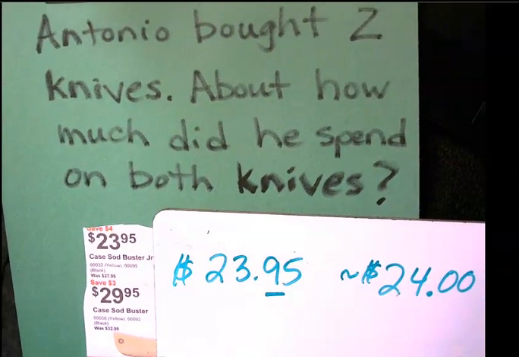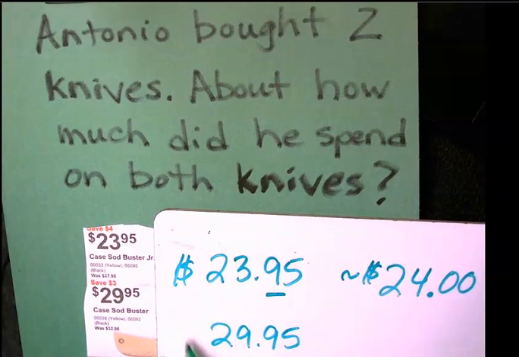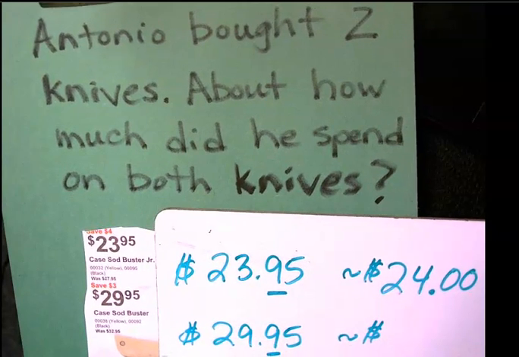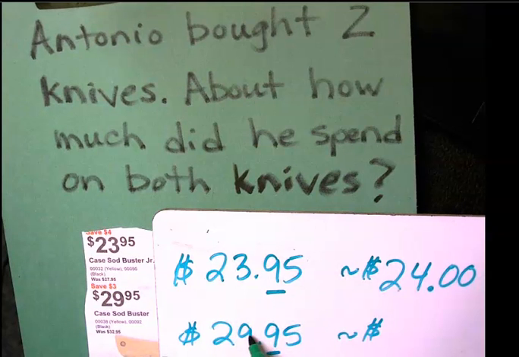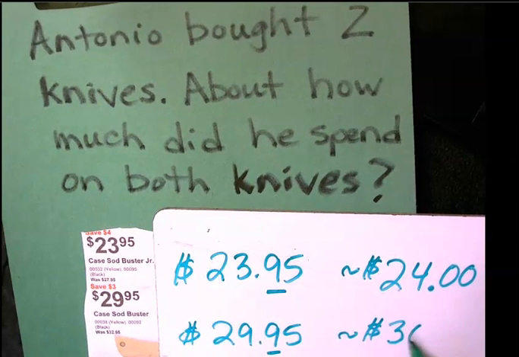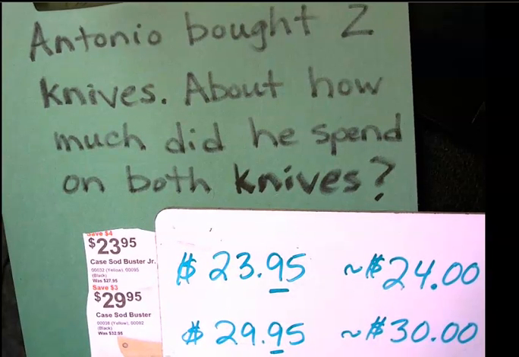The second knife was $29.95. And we're going to round that one. Same thing. We're looking at the tenths place. It's going to change the 9 to a 10. Oh, boy. So that means it's closer to $30 than it is to $29.